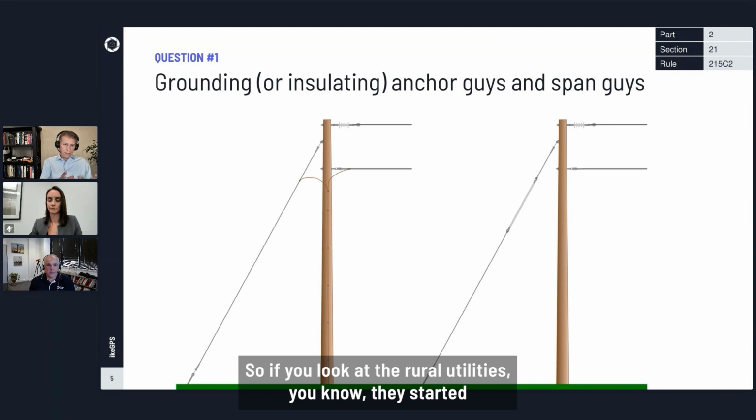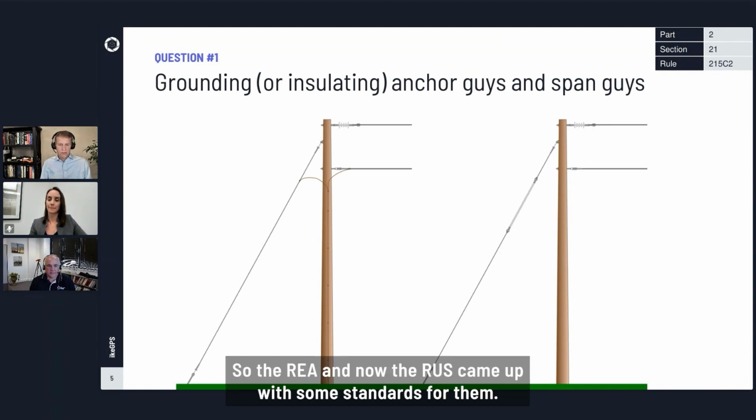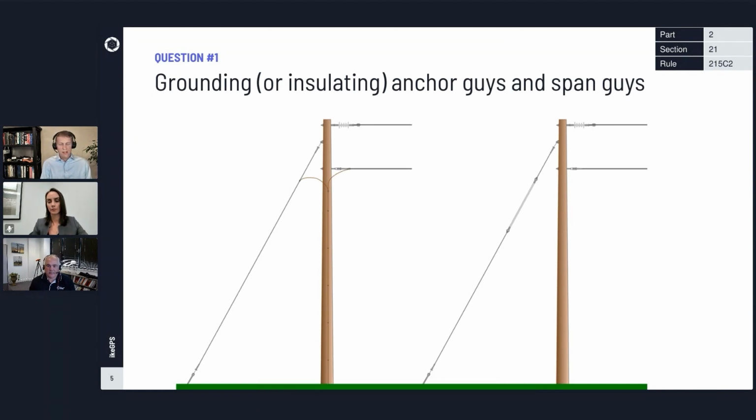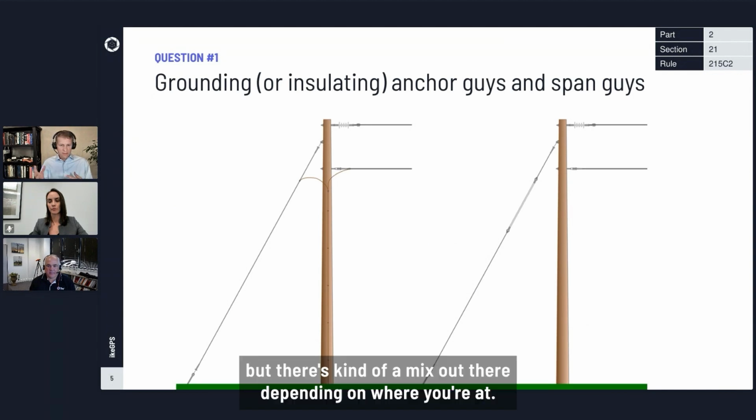If you look at the rural utilities, they started in the late 30s and didn't have a lot of engineering and staff. So the REA, and now the RUS, came up with some standards for them. If you're looking at the rural utilities, typically they'll have the grounded guys. With the investor-owned utilities, more commonly we'll use the insulated guys, but there's kind of a mix out there depending on where you're at.